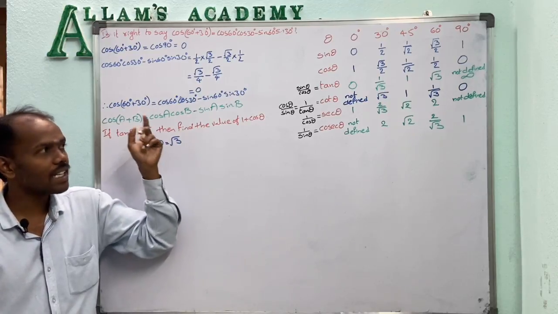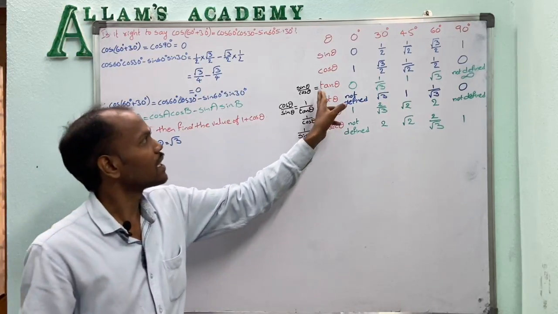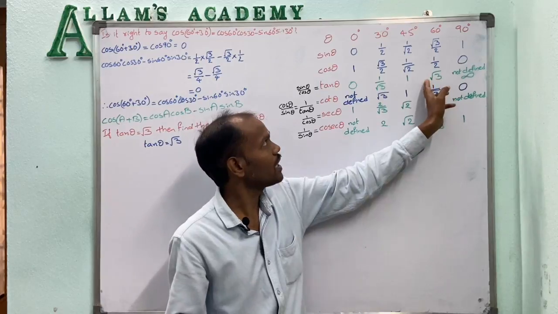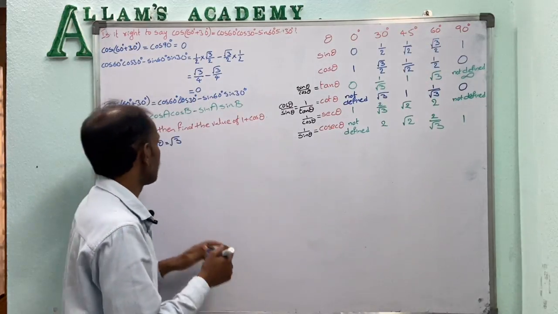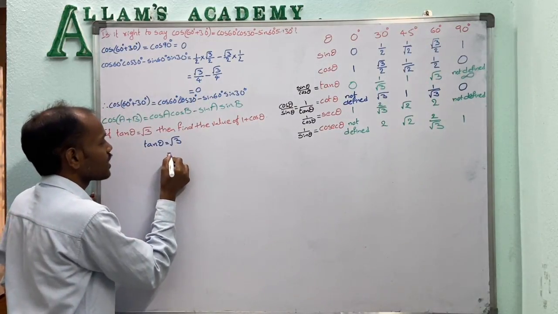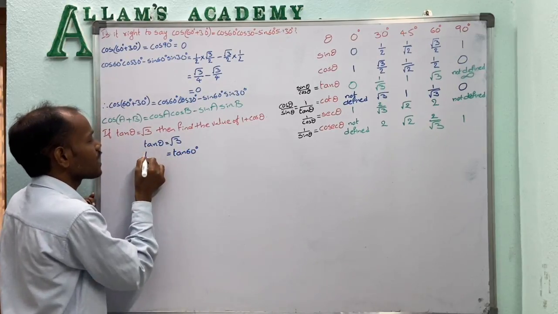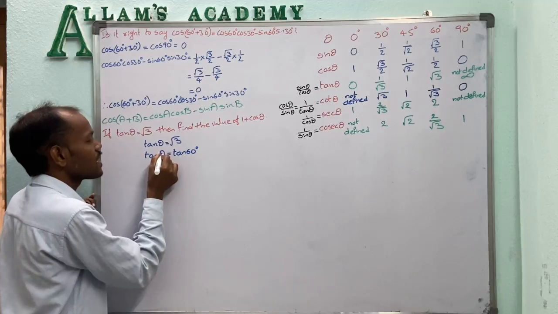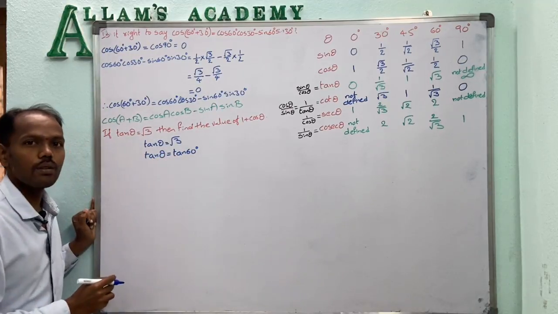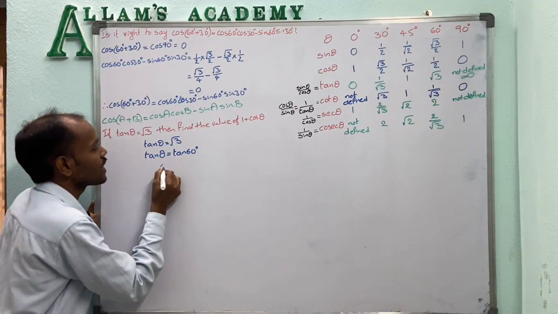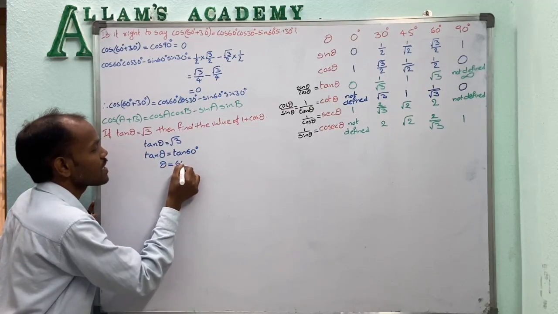So tan theta equals root 3 at 60 degrees. So here it is nothing but tan 60 degrees. So tan theta equals tan 60 degrees. Removing tan on both sides, theta is nothing but 60 degrees.